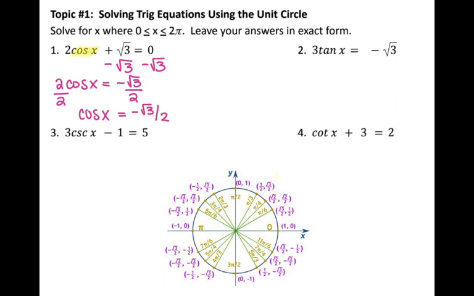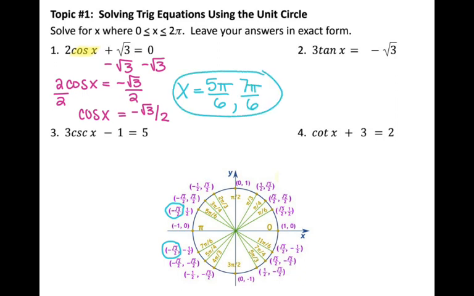From here, I'm going to go to my unit circle. As you can see, I have the small unit circle in the middle of the screen, and I'm going to use that to help me find my answers. Cosine is my x-coordinate around that unit circle. So I am looking for when my x-coordinate is negative root 3 over 2. And that's right here and right here. So my answer for this question will be those corresponding angle measurements. So I'm going to write x equals 5 pi over 6 and 7 pi over 6. And that is your answer for number 1.